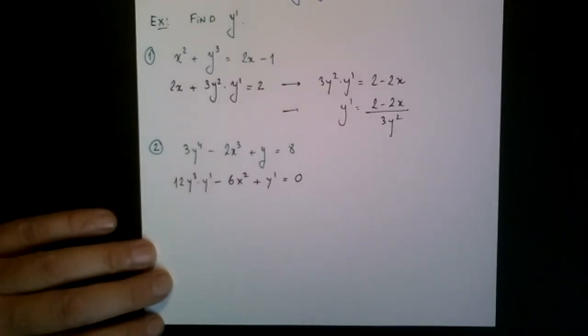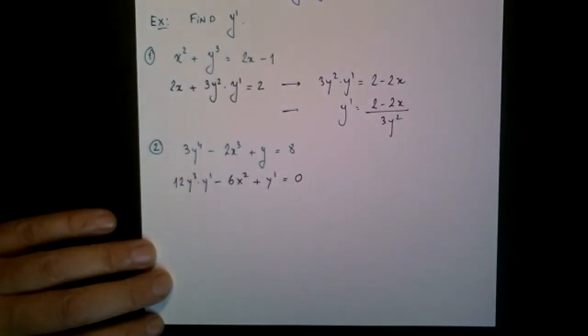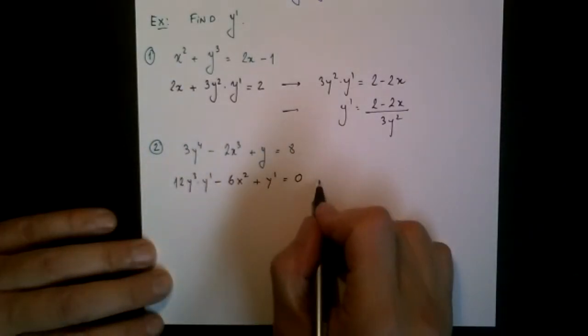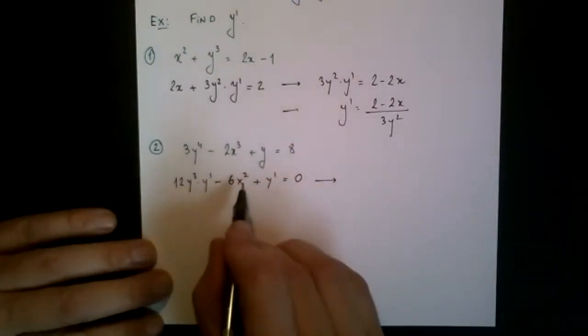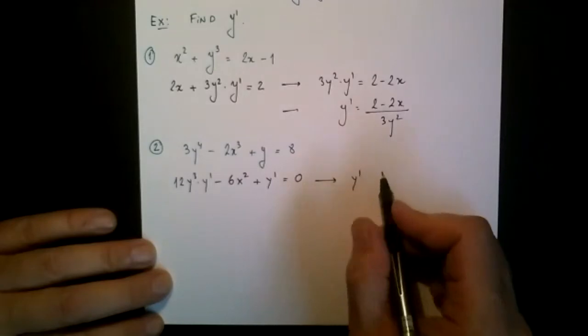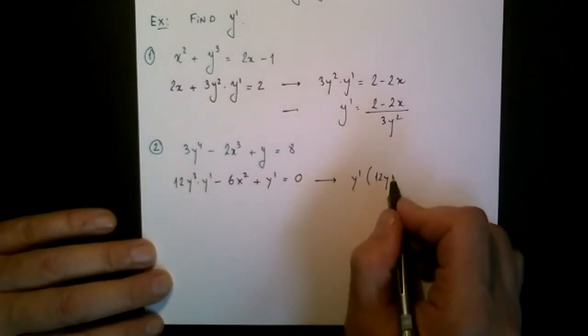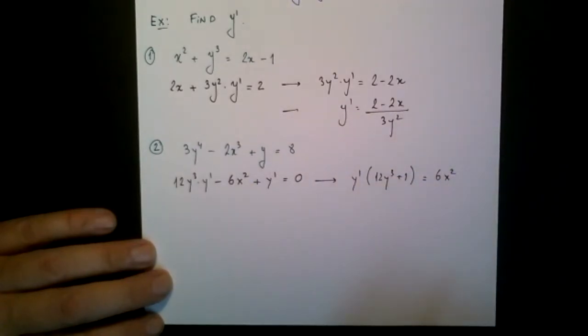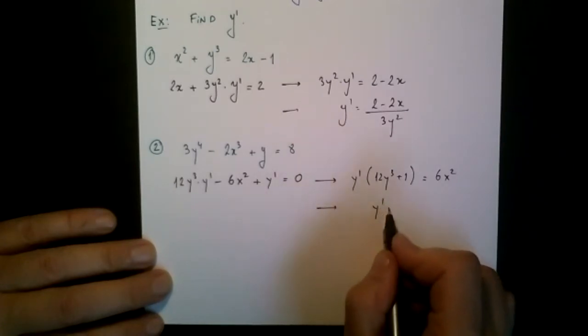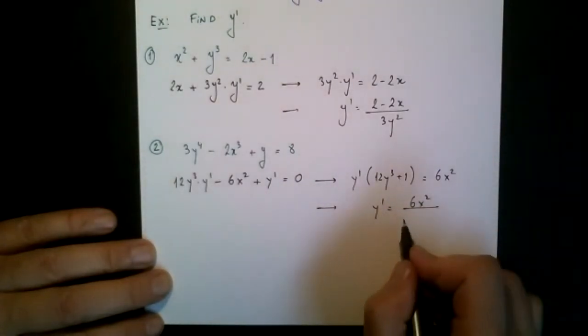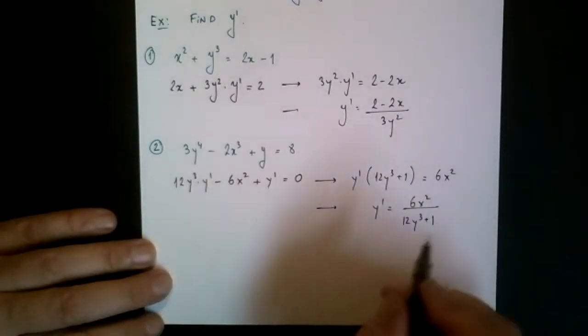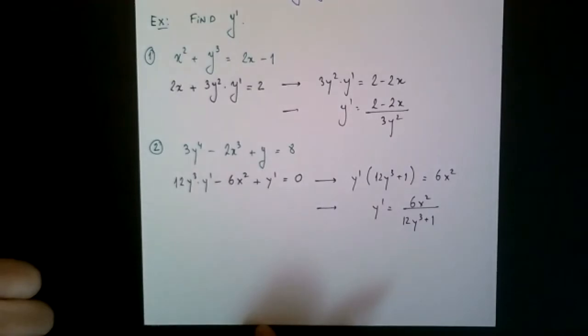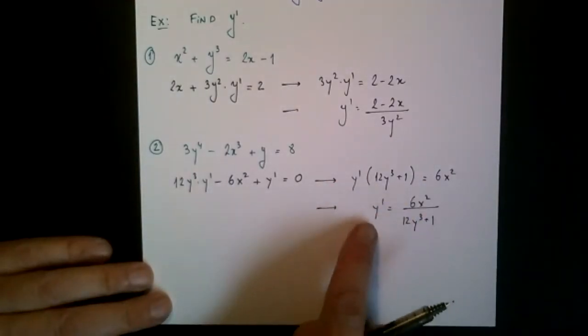Questions? Okay, so I'm going to send the 6x² to the right, and I'm going to factor out a y prime on the left. So y prime times (12y³ plus 1) equals 6x². And so y prime is 6x² over (12y³ plus 1). This is my derivative. This gives me the slope at every point (x, y) on this curve.